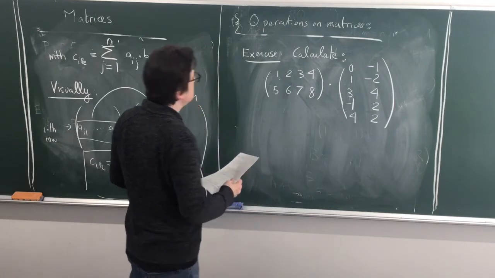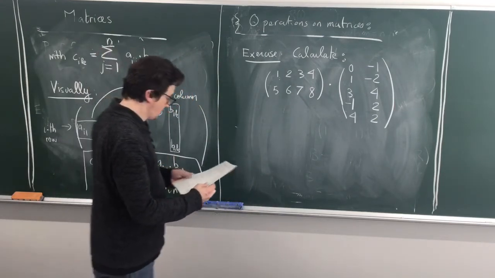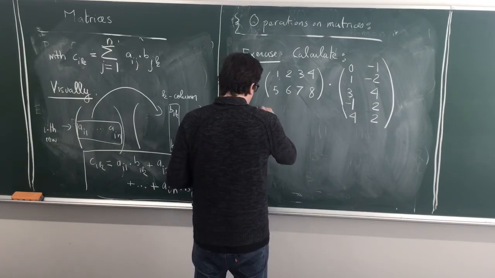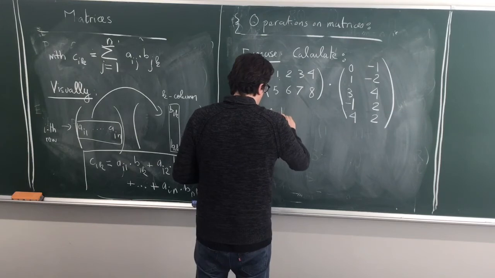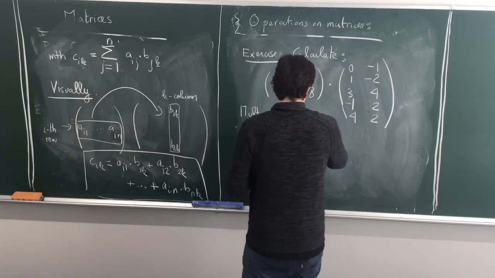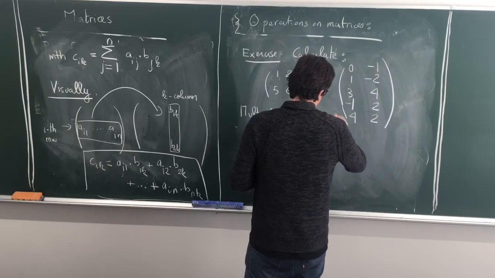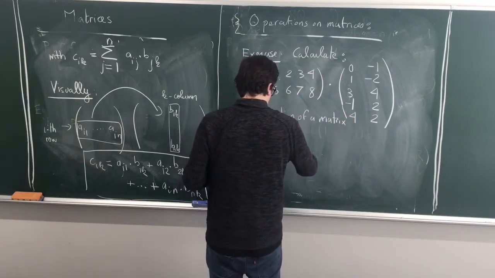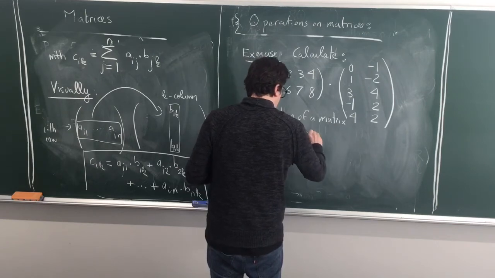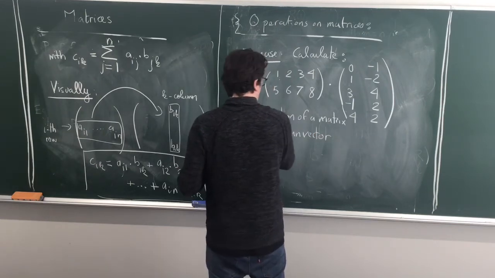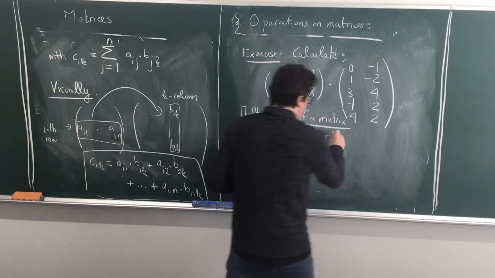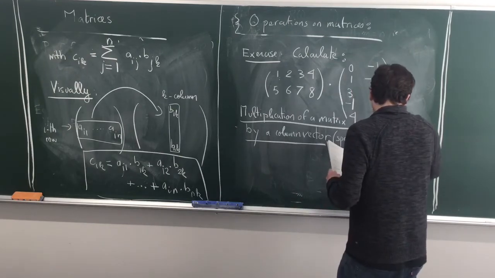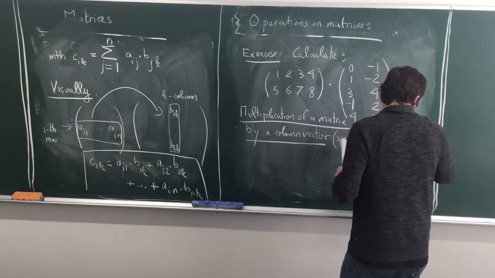Now, let's see a special case of the operation of multiplication. We are going to see the special case of the multiplication of a matrix by a column vector. So this is a special case of matrix multiplication.